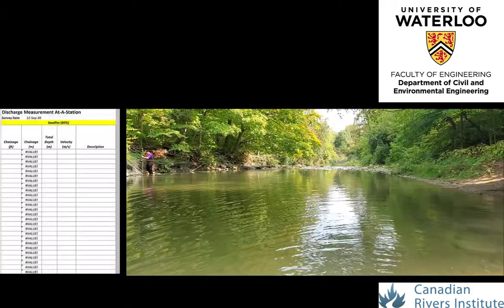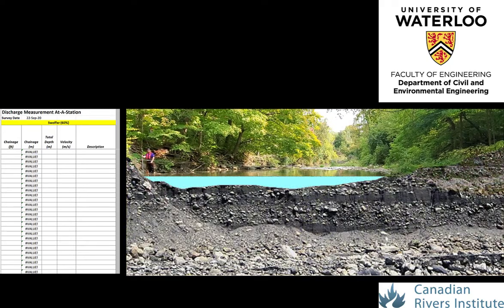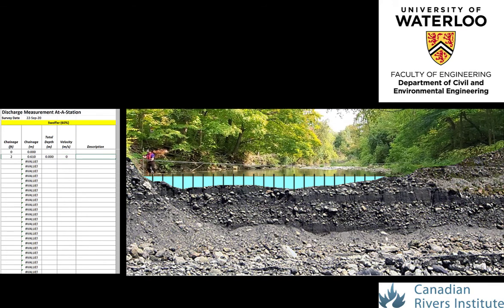Let's return to the field and employ the velocity area method. The end of the tape measure, which is affixed to the bank, is recorded at 0 feet. The left edge of water is observed at 2 feet and is intentionally assigned a total depth of 0 meters and a velocity of 0 meters per second. The edge of water left bank is recorded in the description column.